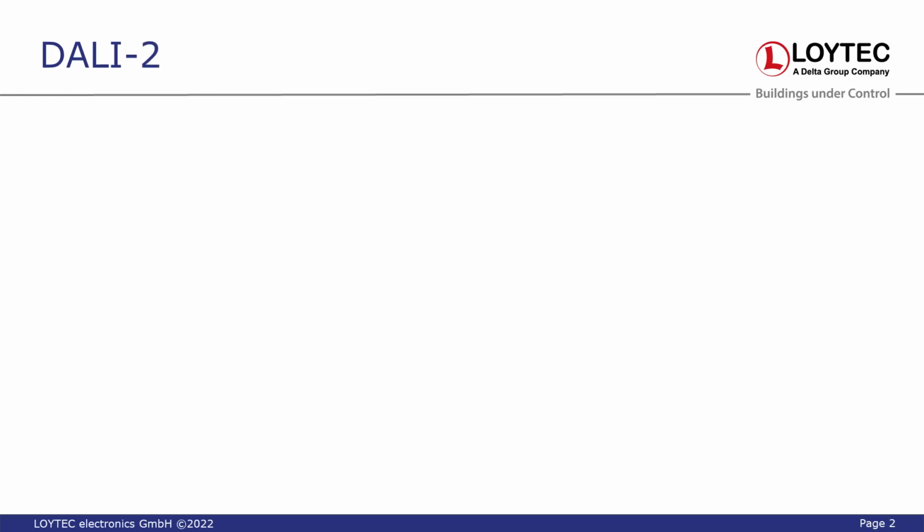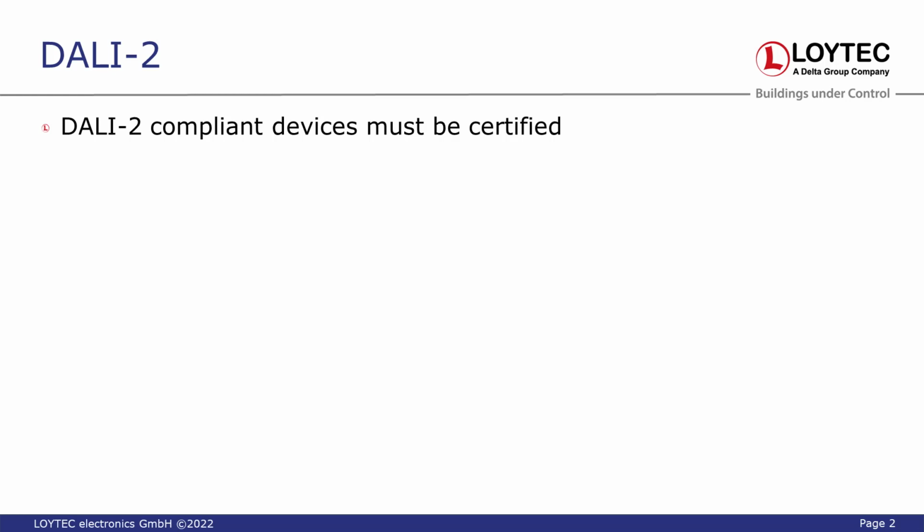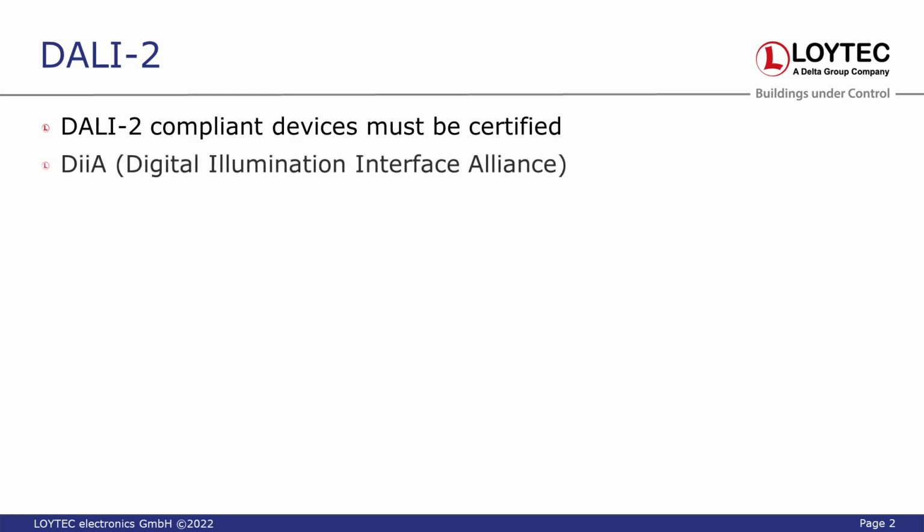In DALI 2, devices such as application controllers, bus power supplies, control gears, ballasts, or input devices are available for certification. The certification process includes the execution of a test algorithm published by the Digital Illumination Interface Alliance, abbreviated DIIA, which the to-be certified DALI device must pass.